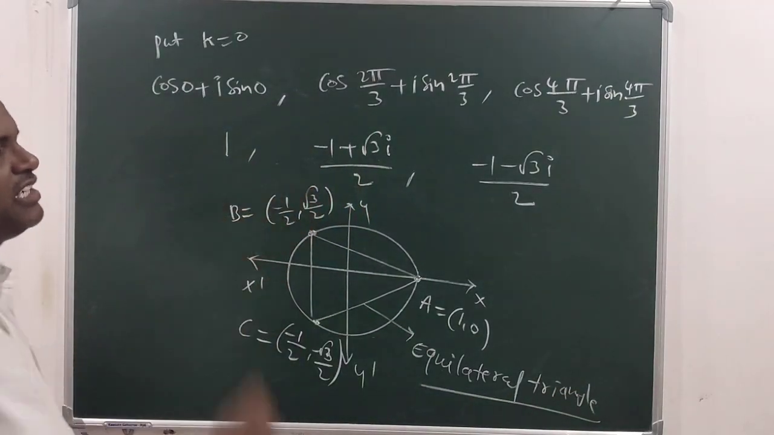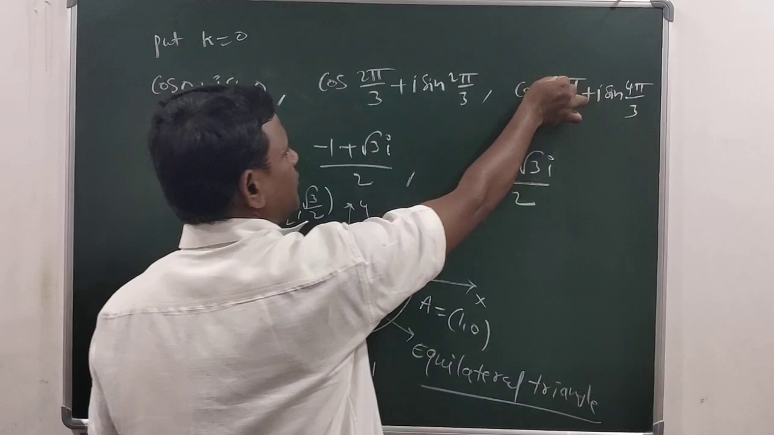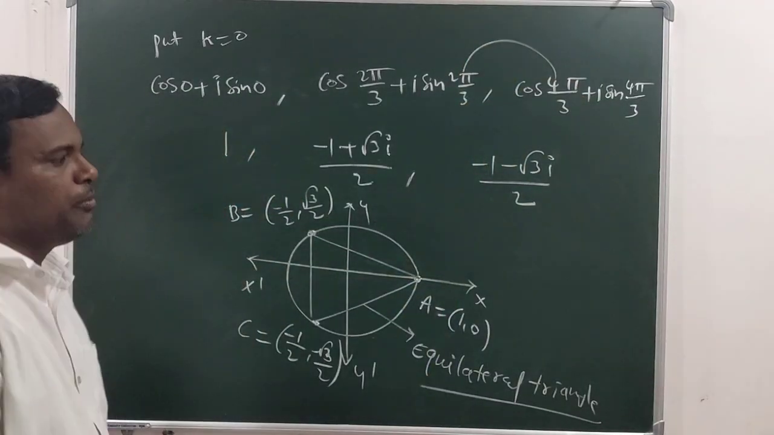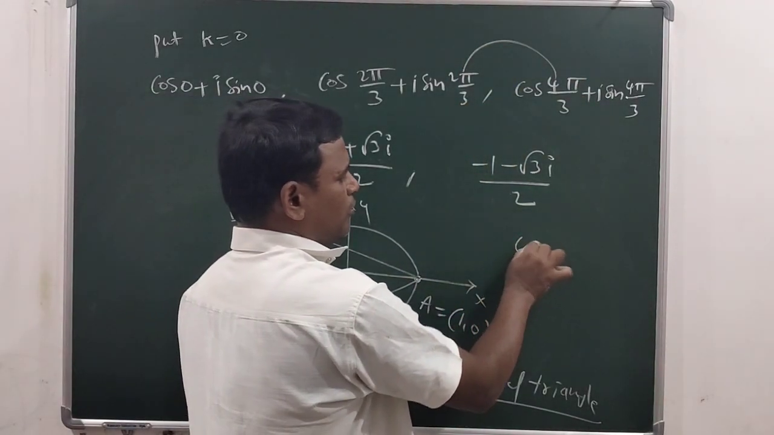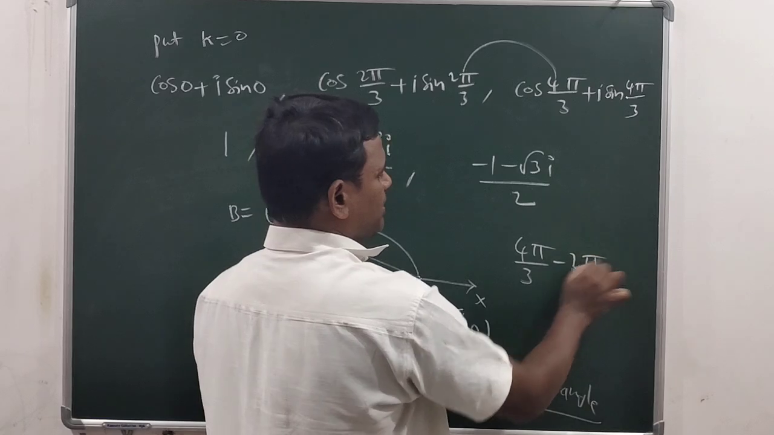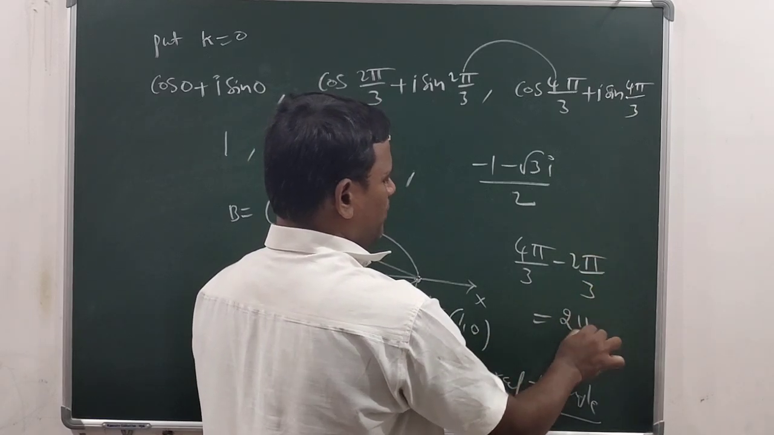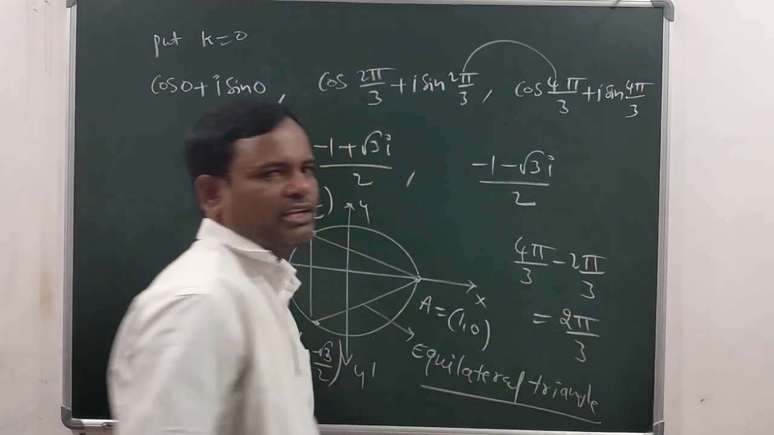If you want the phase difference, meaning the difference of principal arguments, how much do you get? 4π/3 minus 2π/3, which becomes 2π/3. This means it is 120 degrees.